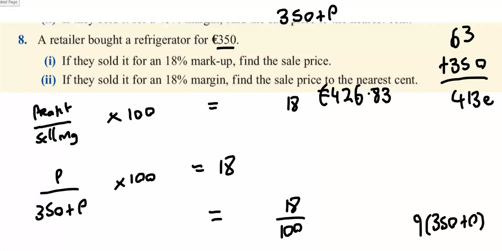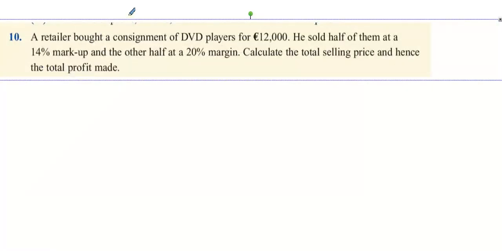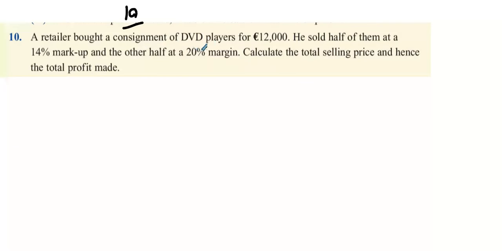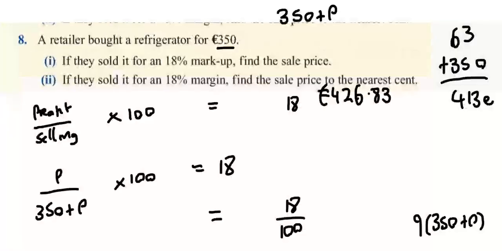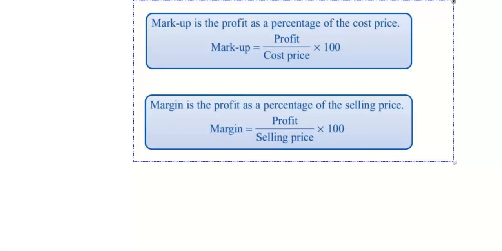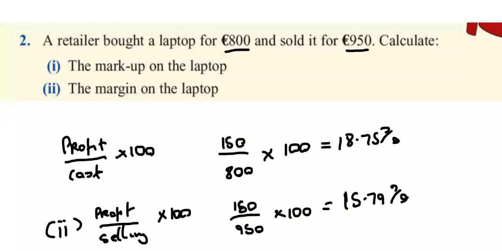Okay, so I've done 2, 4, 6, 8. Now I'm on to 10. A retailer bought a consignment of DVD players for 12,000 euro. He sold half of them. Okay, I'm going to take a break here and come back to it later. So what did I do? 2, 4, 6, and 8 on exercise 15.6.